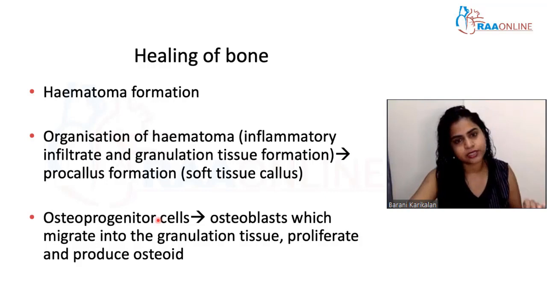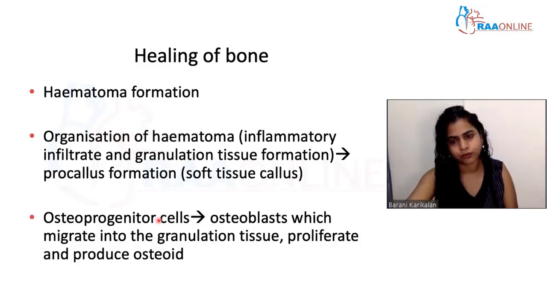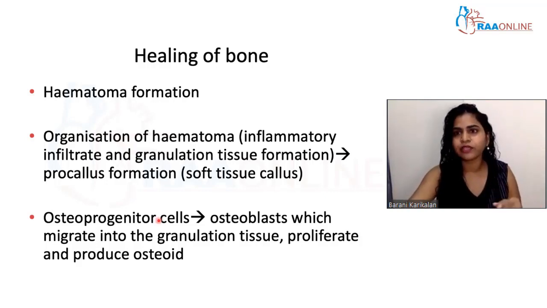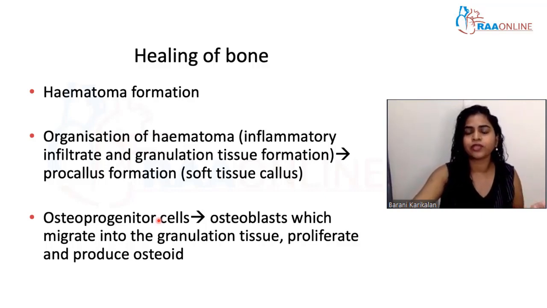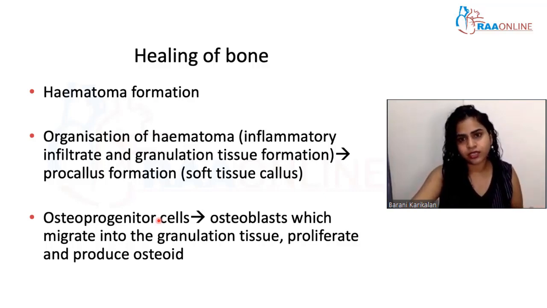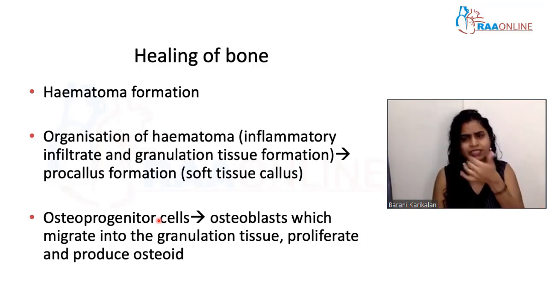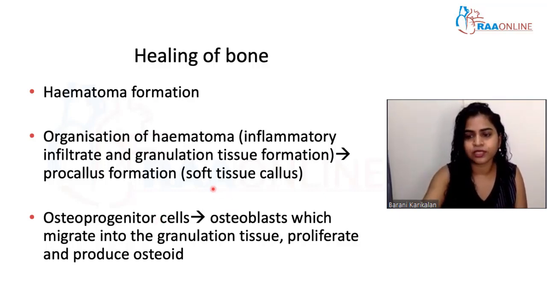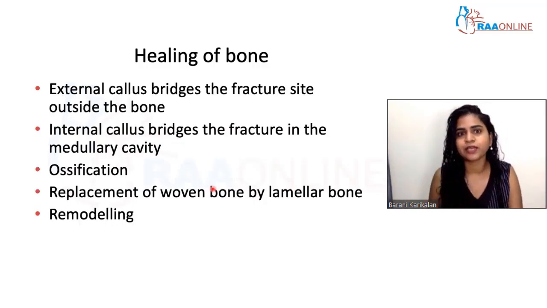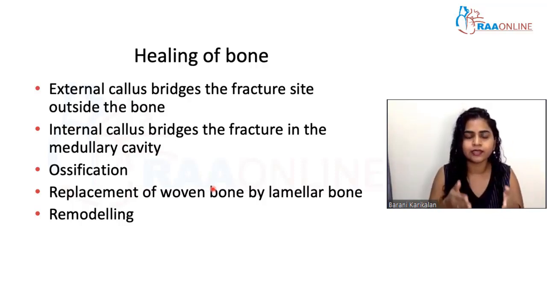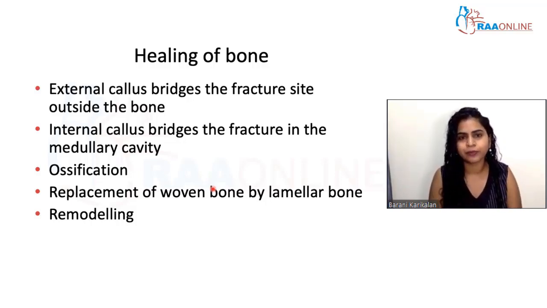These osteoprogenitor cells are the ones which are going to become osteoblasts. And once osteoblasts are formed, the function of osteoblasts is bone forming. So they are going to produce osteoid. Once osteoid is produced, calcification happens. Mineralization of the osteoid happens. Now it's no more soft callus. What has it become? It has become hard callus. There will be two calluses: external callus bridging the outer ends and internal callus bridging the medullary cavity. Then ossification happens.